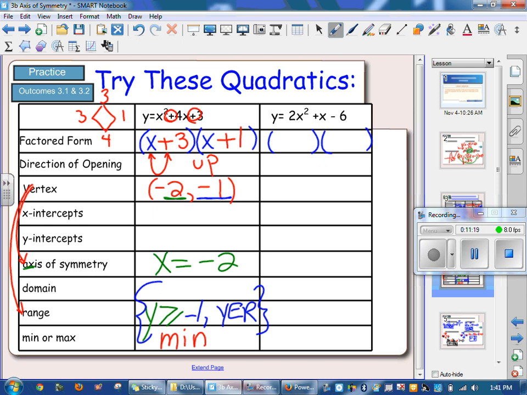Okay? All right. Domain. Always for quadratics. What is domain? X-E-R. Good.